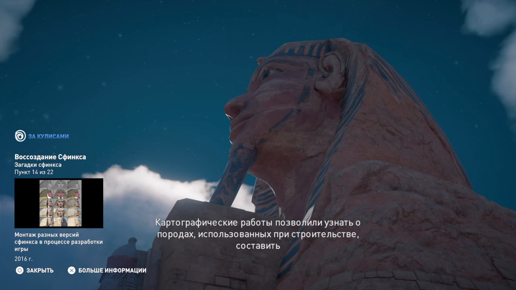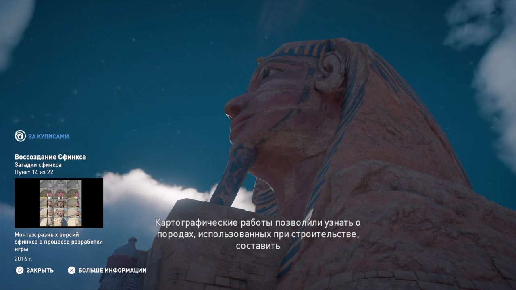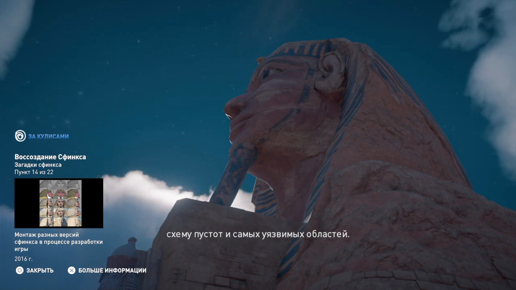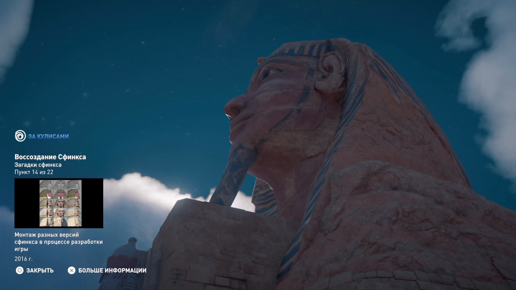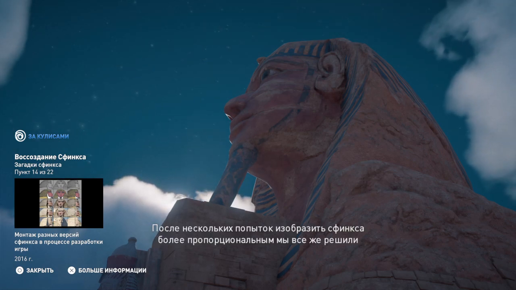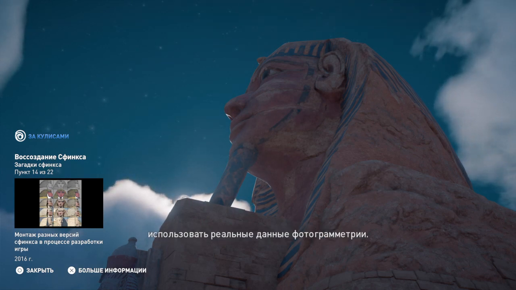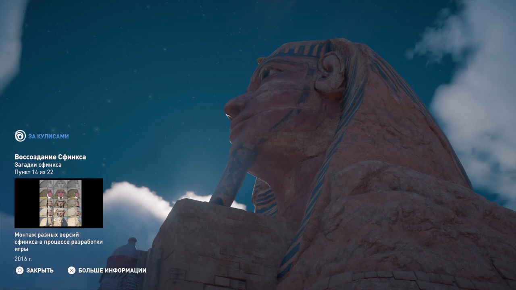The mapping made it possible to see the materials used to construct the Sphinx, analyze the different layers of erosion, and figure out the most fragile areas to protect. After a few attempts at giving the Sphinx artistic proportions, the team instead decided to use photogrammetry mapping to faithfully reproduce the proportions of the Sphinx.